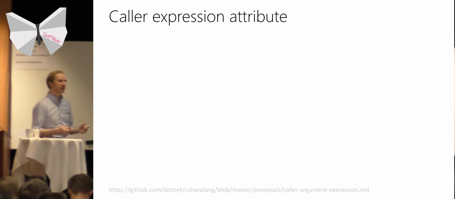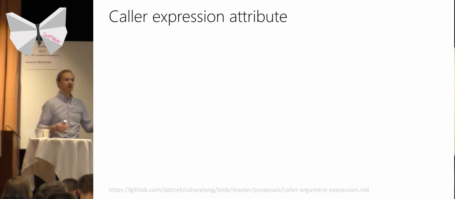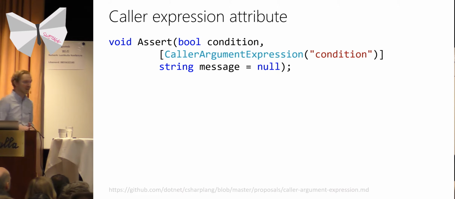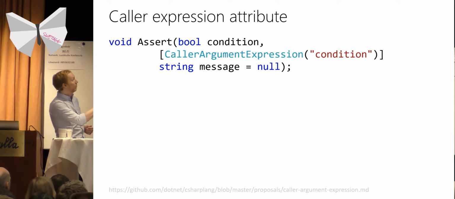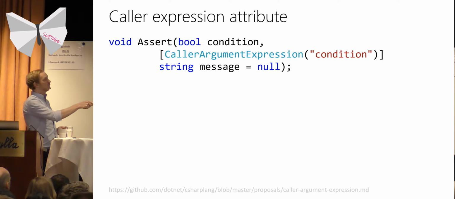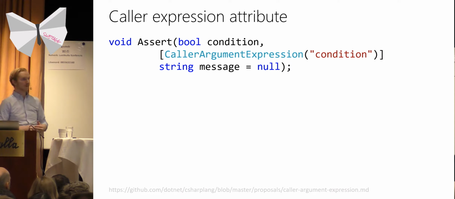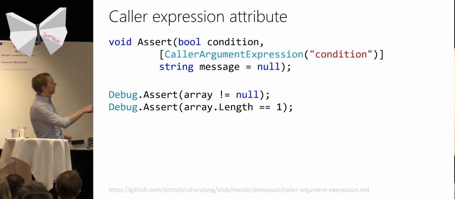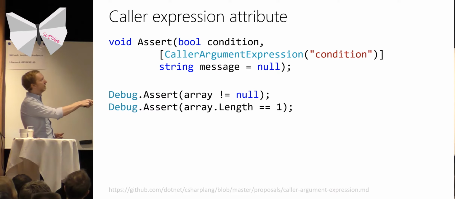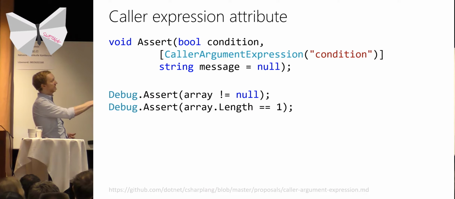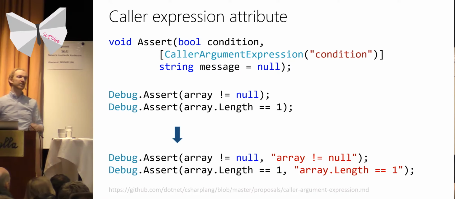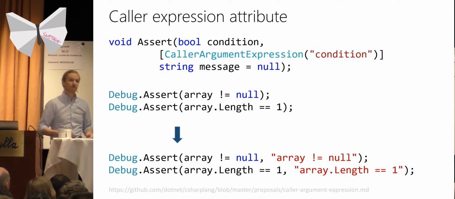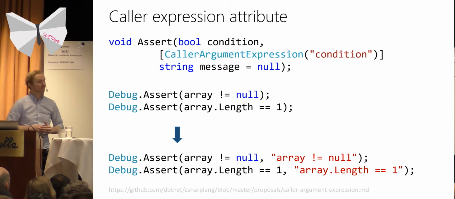Another thing that they're adding is something that I believe people working with logging frameworks or doing a lot of logging will like. They're adding something called the caller argument expression attribute, which allows us to say, we have this parameter here called message, and I just want you to fill this out with the particular condition that's used when calling this method. So if we have this on assert, for instance, in debug, we can say debug.assert array is not equal to null. And it'll just figure out that the string here will contain this as a string. So it'll just convert that into this code here. It's a nice addition, and it makes a lot of sense. It's kind of helpful if you're building logging or doing logging, right?